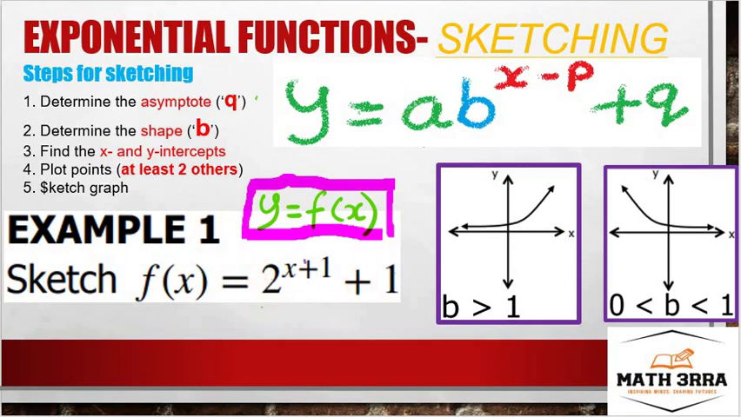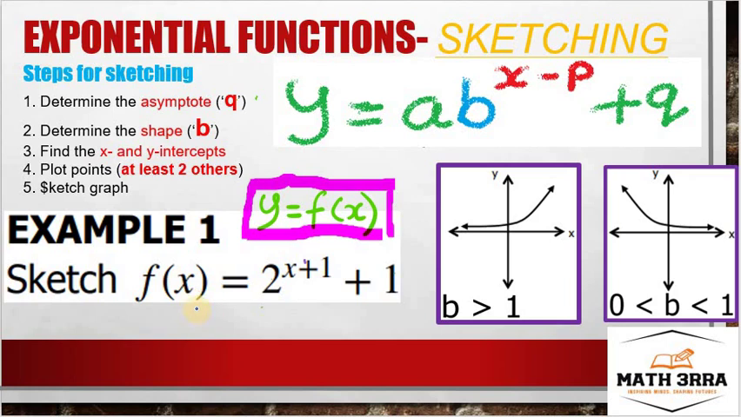In this specific example, we are told to sketch the graph of f of x, where f of x is equal to 2 to the power of x plus 1, plus another 1. It's important to note that f of x is the same as y. So when we say f of x, we're essentially saying y. So I can say f of x equals a b to the power of x minus p, plus q.